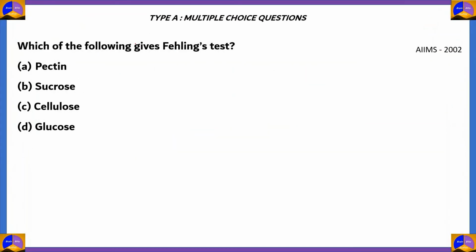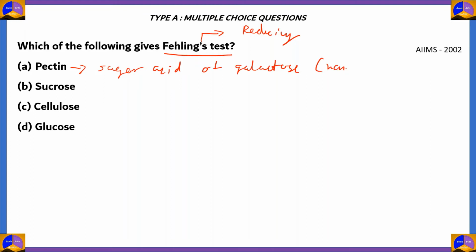Next question. Which of the following gives the Fehling's test? Pectin, sucrose, cellulose, glucose. Now, in order to give the Fehling's test, the substance has to be reducing. It has to have a functional group that is reducing. So pectin is sugar acid of galactose, which is non-reducing.